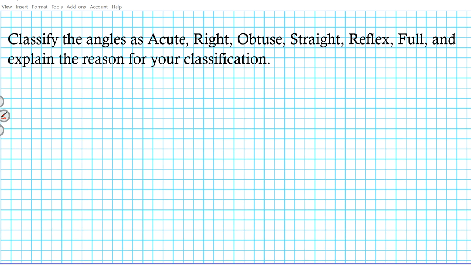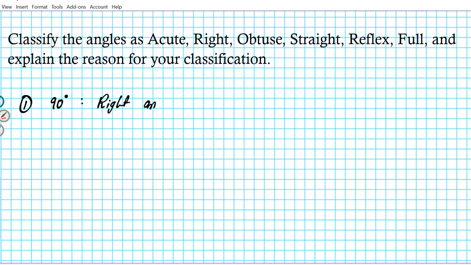All right, so the instructions for the examples that we're doing are as follows. We're to classify the given angles below as acute, right, obtuse, straight, reflex, or full, and explain the reason for our classification. Alrighty, so number 1, let's say we have 90 degrees. Now, what kind of classification is an angle that measures 90 degrees? Well, 90 degrees can be classified as a right angle.